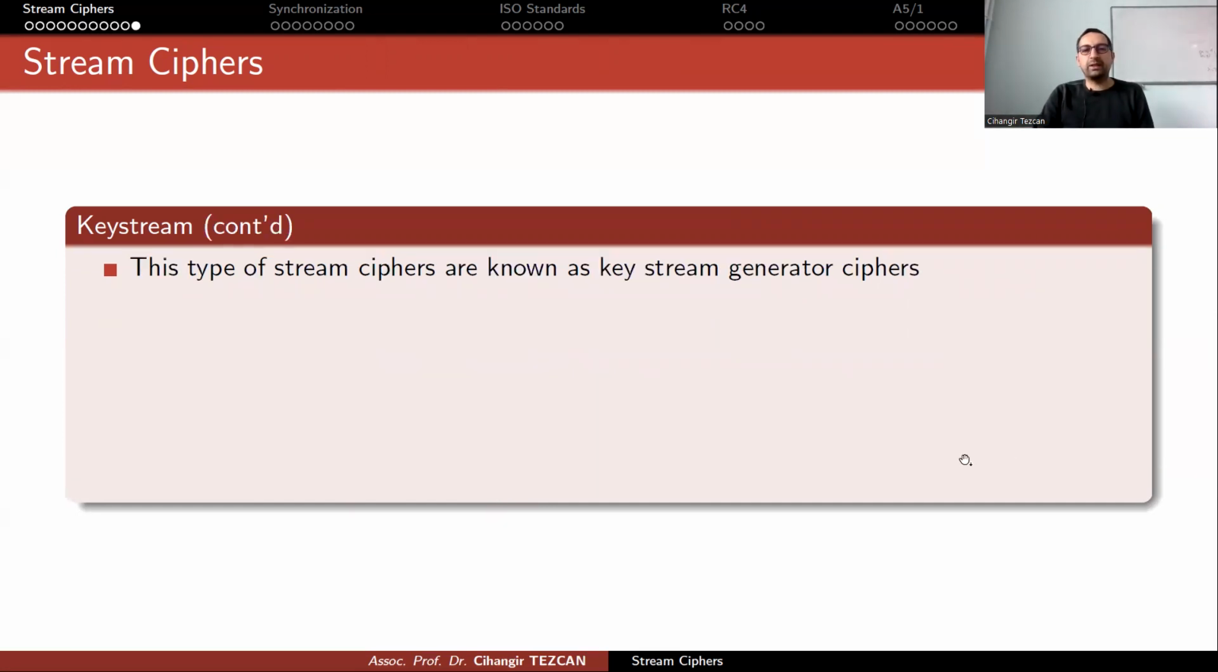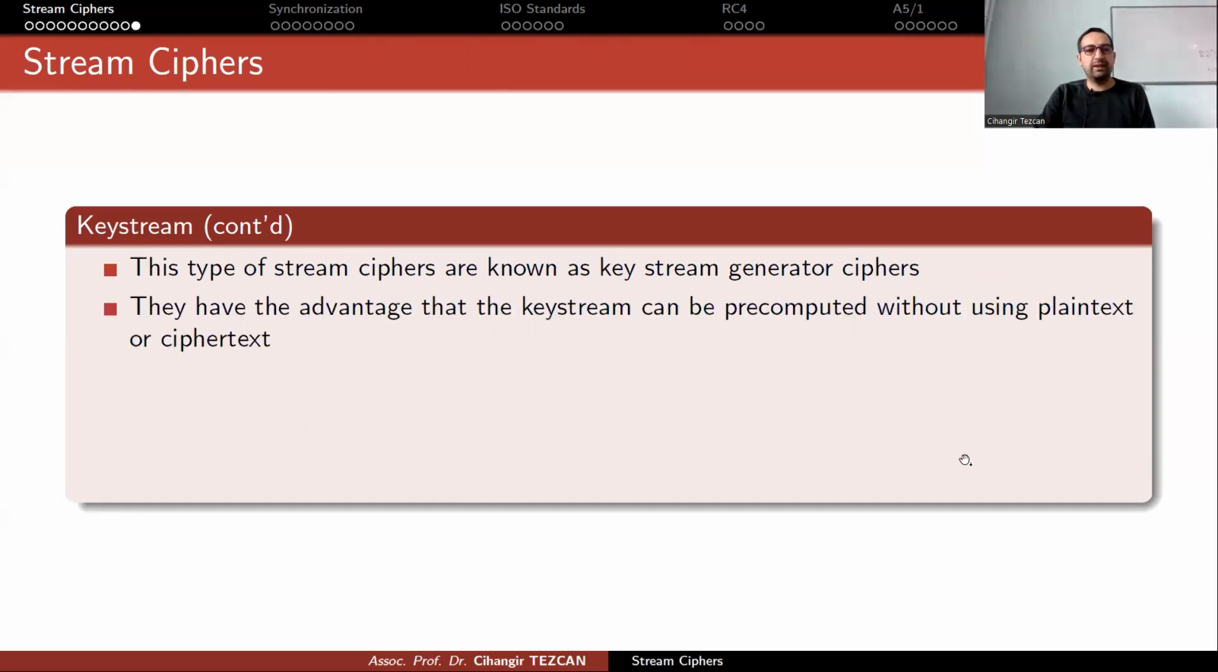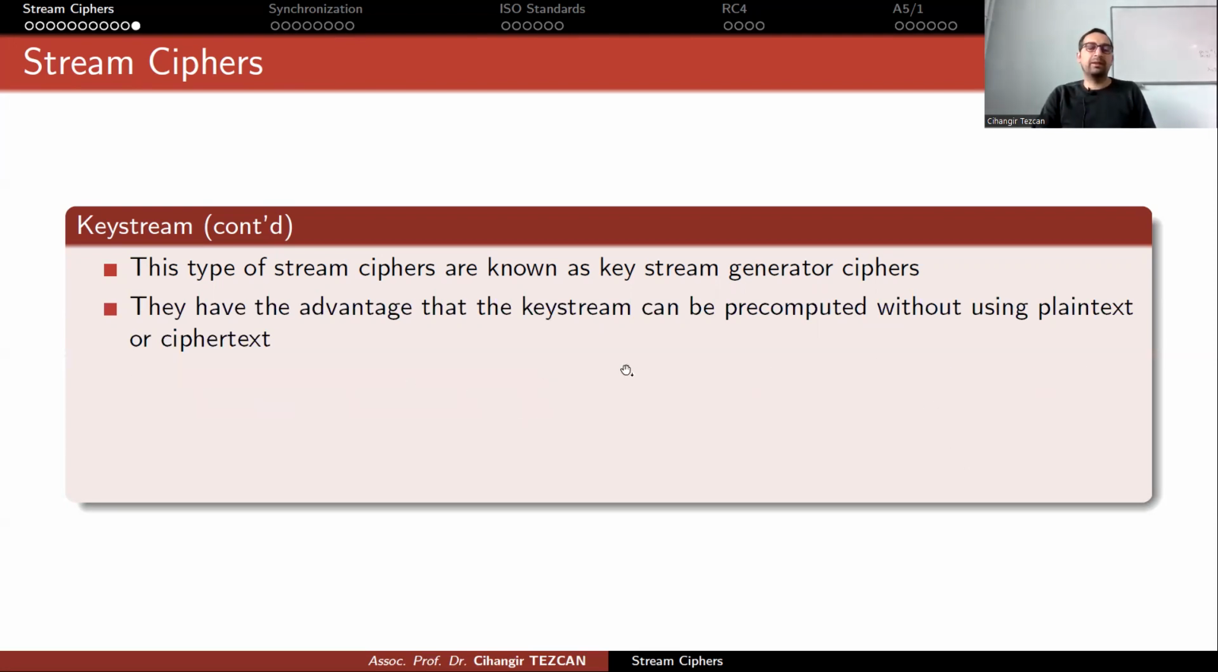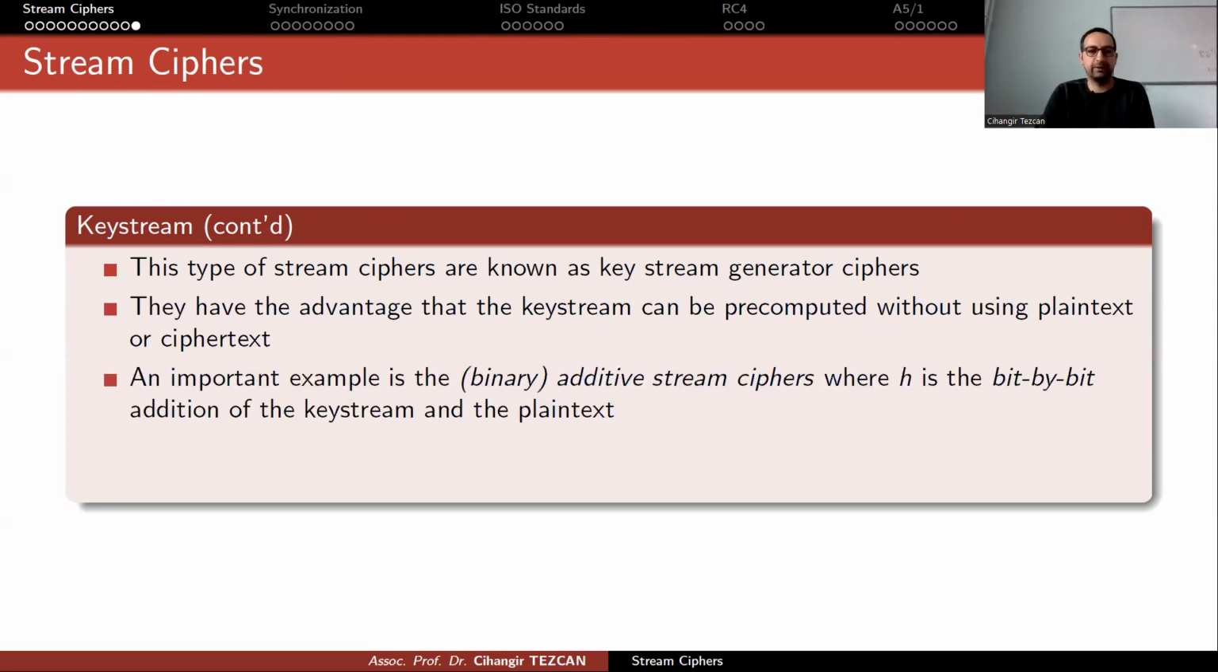This type of stream cipher is known as a key stream generator cipher. It has the advantage that the key stream can be pre-computed without using the plain text or ciphertext. Actually, this is what you can think about using AES in counter mode, right? You can encrypt your counters, obtain the key stream, and wait for the plain text to come. When the plain text arrives, you can simply XOR it and produce the ciphertext. So stream ciphers work like this.